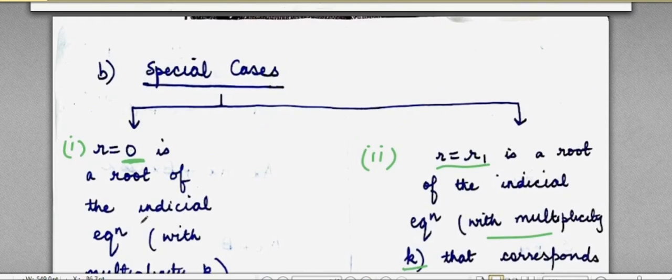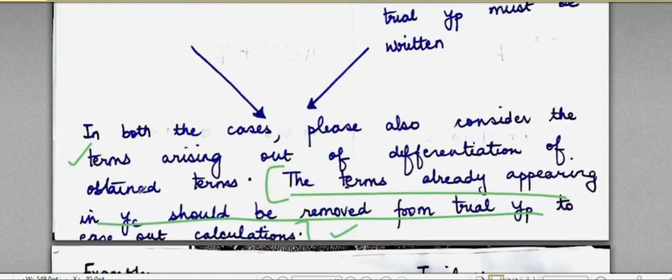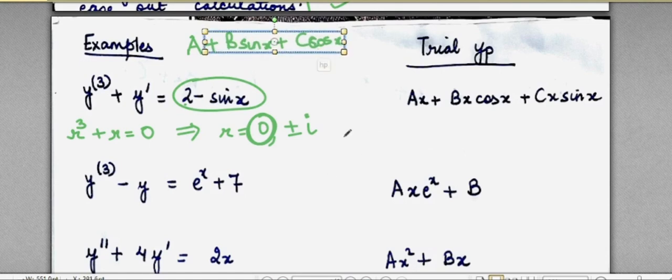R equal to 0 appearing in the characteristic equation with multiplicity k, then you have to integrate the normal trial yp k times. So that means if r equal to 0, what would be the normal trial yp? For this term 2, it would be just a, and for sin x, it will be b sin x plus c cos x. From the previous video, we know this, alright. So it will be a plus b sin x plus c cos x. That would be your normal trial yp, but this normal trial yp would not be working here because 0 is coming as a root.